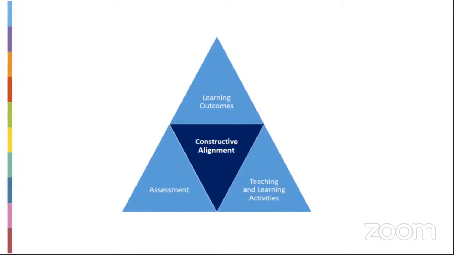So a well-planned lesson will be constructively aligned, meaning all three of these components will actually speak to each other. They will be aligned. If there's a misalignment, then perhaps your assessment is not going to assess the content that you've taught effectively, or you're not going to be able to know whether you've actually achieved your learning outcomes.